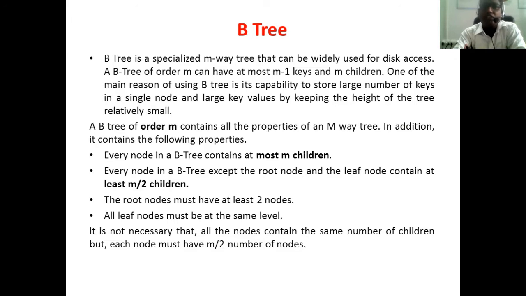So B-tree is a specialized multi-way tree. By using the multi-way tree concept, the overhead of creating more nodes is reduced. There is no necessity to create that many nodes to store the data elements, because one particular node consists of multiple data values. So B-tree is a specialized multi-way tree that is widely used for disk access.